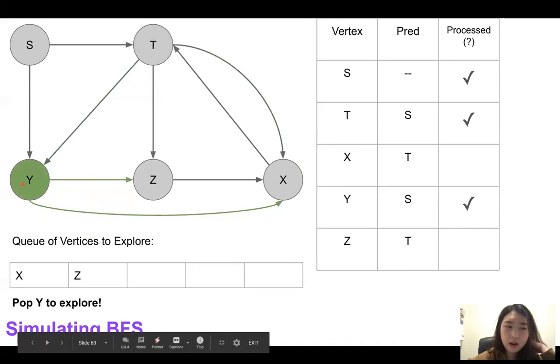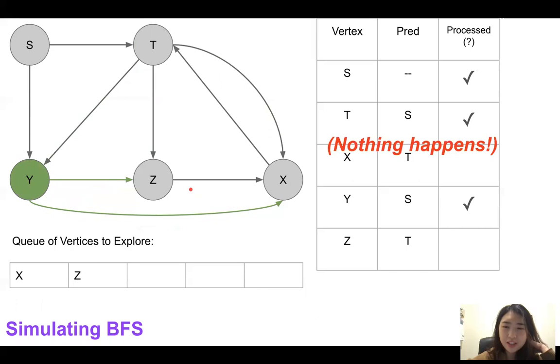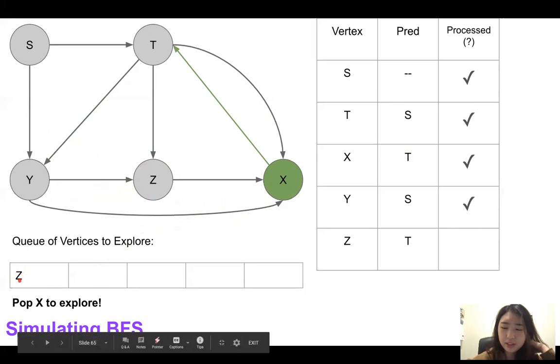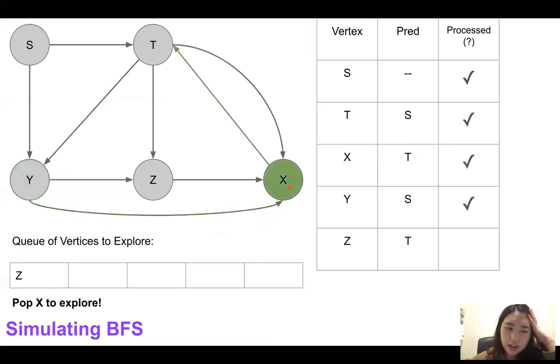Now we're going to pop Y. Another interesting thing: Y is pointing to Y, Z, and X. So our question is, should we update this or not? One more time. For X, we won't do anything, right? Previously it was T, and there is no reason for us to update, like we said. So nothing happens. X is processed first and nothing happens. And now we're going to handle Z.